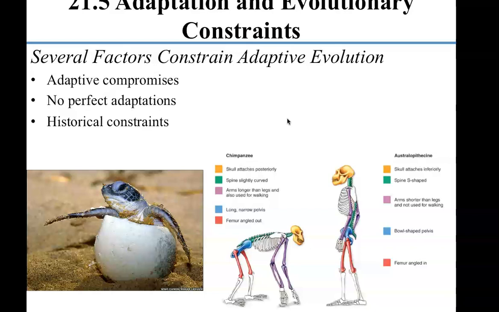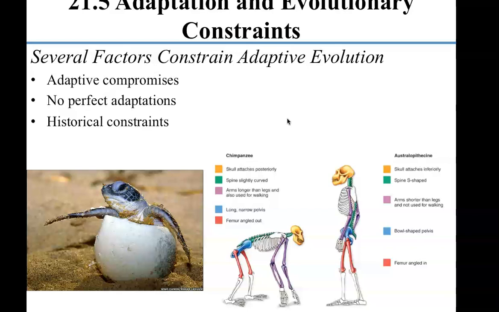There are no perfect adaptations. The environment changes over time. So anytime an organism is adapting, the environment is always changing, and so they have to always be adapting. And then there are also historical constraints. In other words, organisms have inherited traits through evolution, and that's what they have to work with.